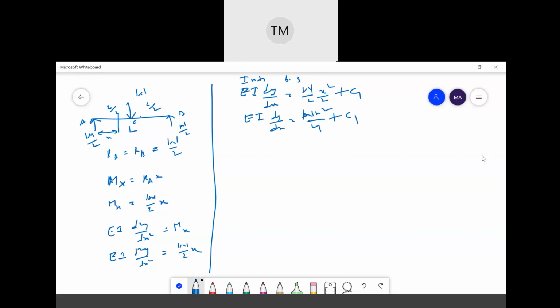In this equation I am applying the boundary conditions. What are the boundary conditions I have? At x is equal to L by 2, dy by dx is equal to 0. Already I have told you the slope at the midpoint of the beam will always be 0. When you consider a simply supported beam deflection, at midpoint you have a deflection and at end points you have slopes.